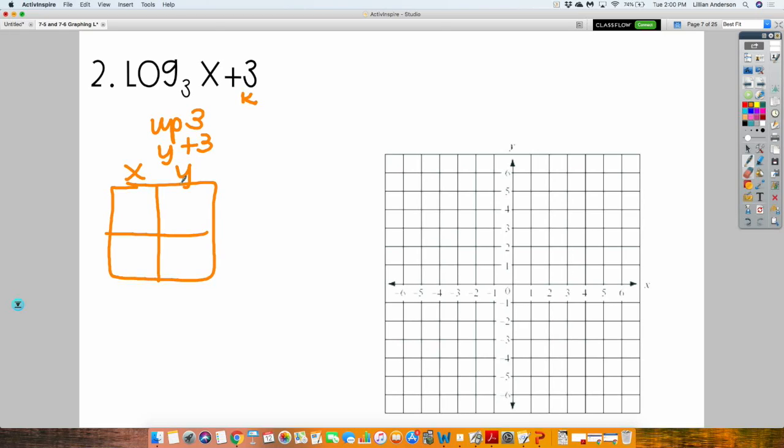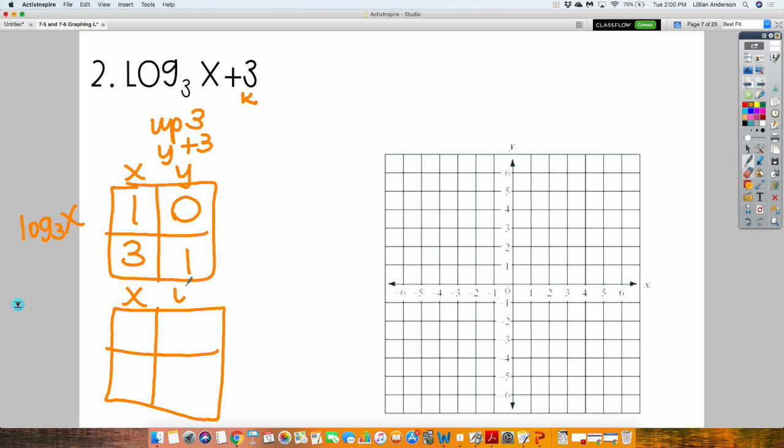What's my most basic table for log base 3 of x? 1, 0, 3, 1. So then that means this graph of log base 3 of x plus 3 is going to be 1, 3, 3, 4.